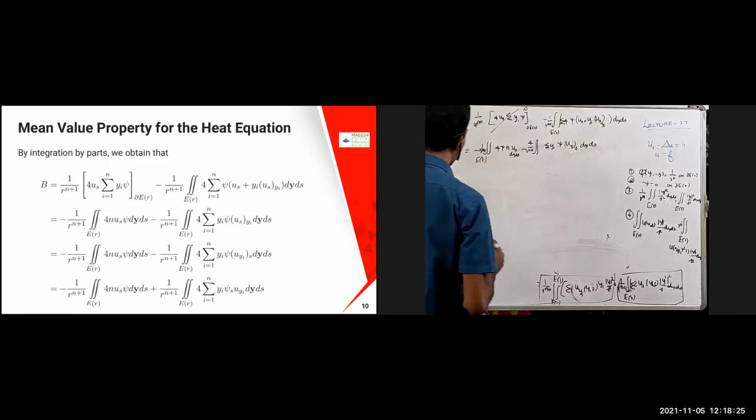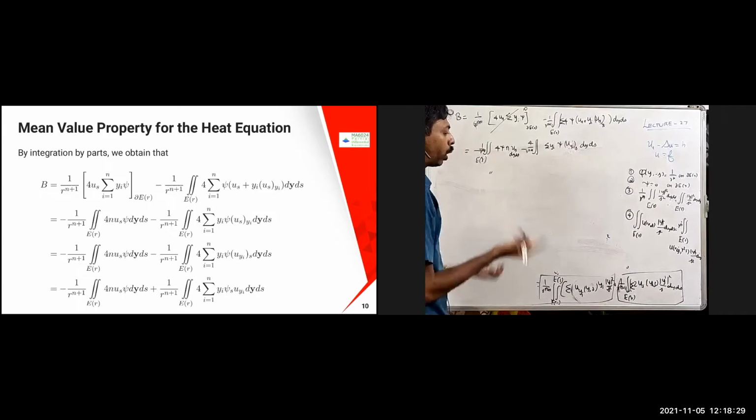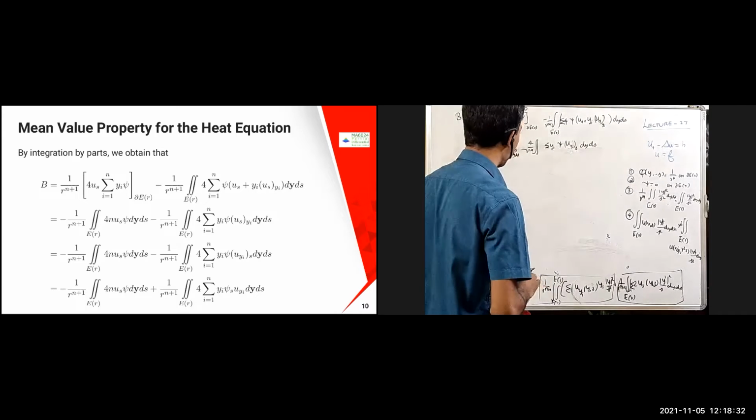Now once again, what I'm going to do is keep this one as it is, and once again I'm going to use the UDV formula.